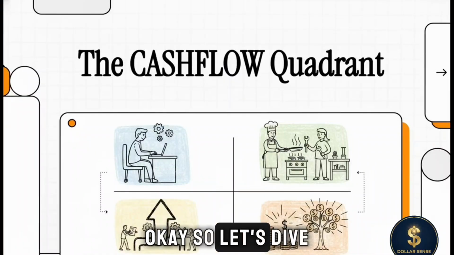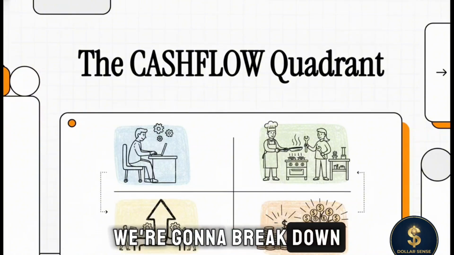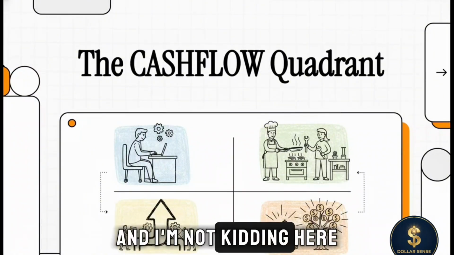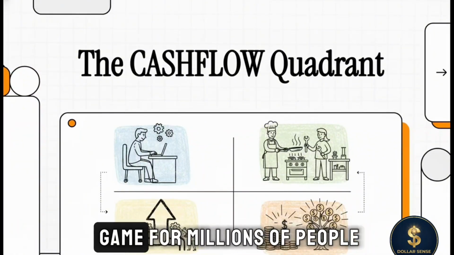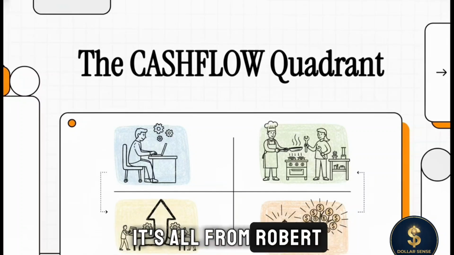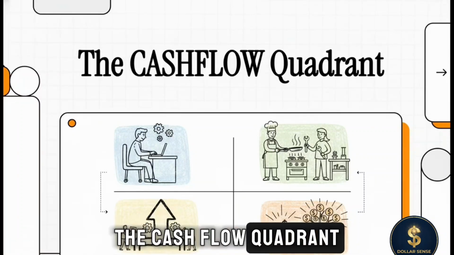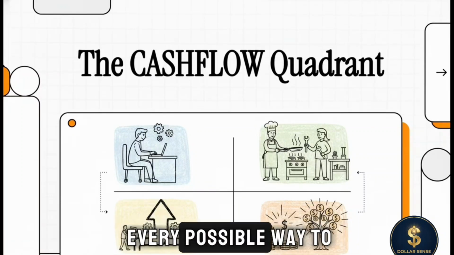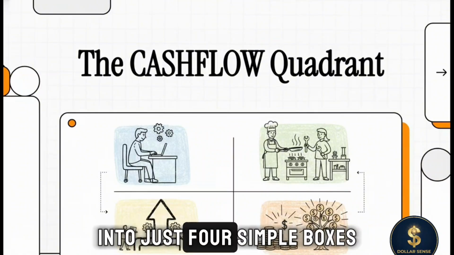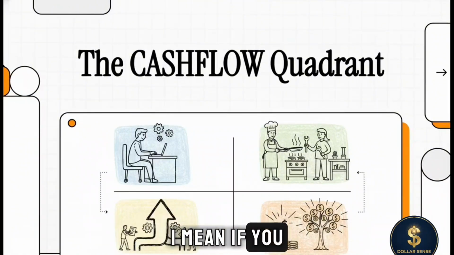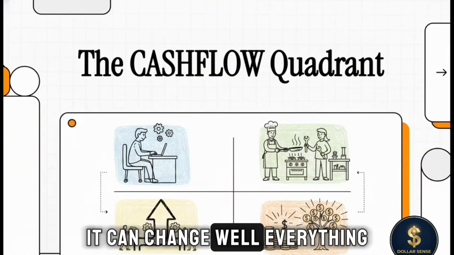Okay, so let's dive right in. We're going to break down a way of looking at money that, and I'm not kidding here, has literally changed the game for millions of people. It's all from Robert Kiyosaki's book, The Cashflow Quadrant, and it breaks down every possible way to make money into just 4 simple boxes. I mean, if you really get this, it can change, well, everything.